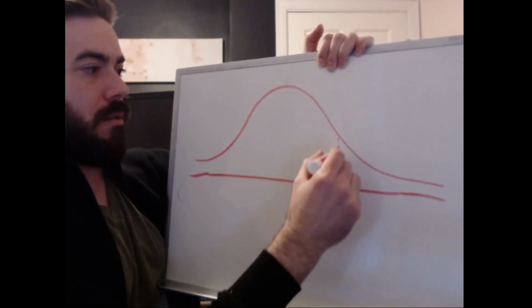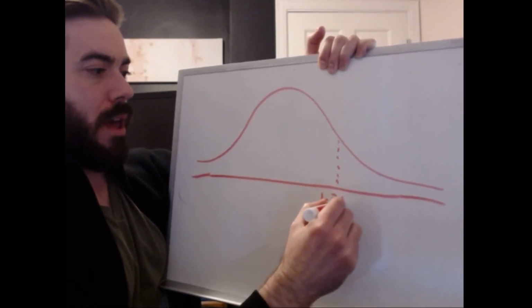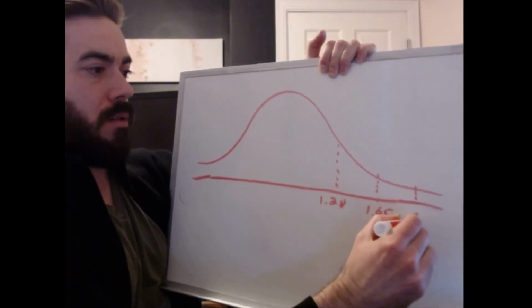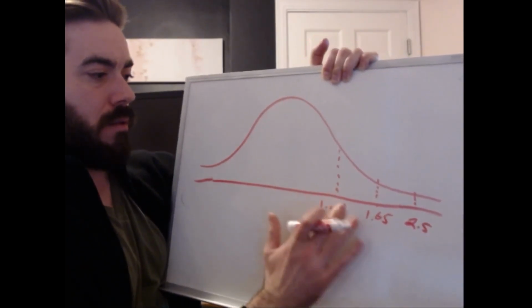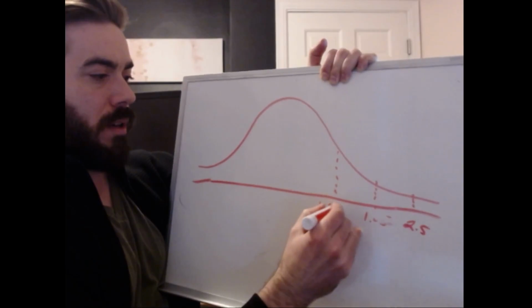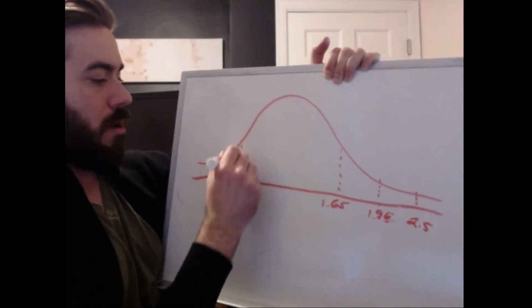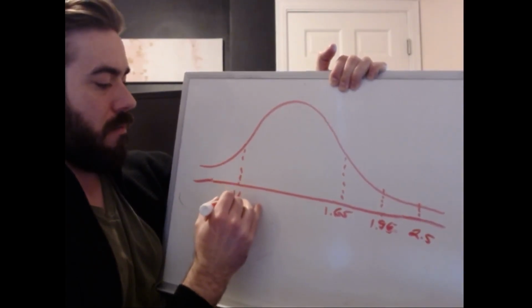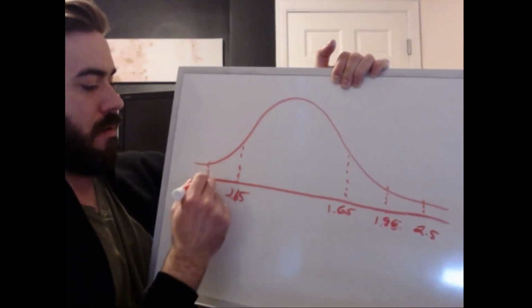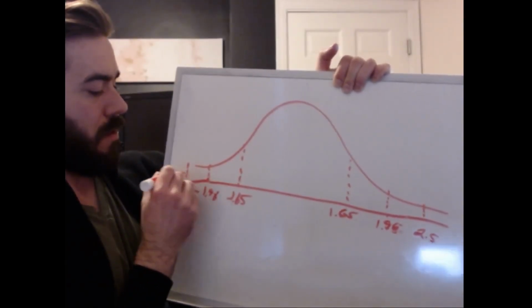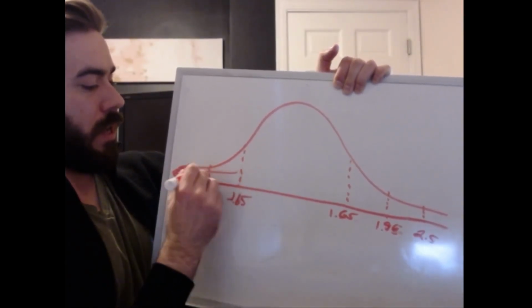So we just found 1.28 approximately, 1.65, nope, I lied to you. This was 1.65, this was 1.96. There we go. Then over here, negative 1.65, negative 1.96, negative 2.5 something. Rejection regions for a two-tailed test.